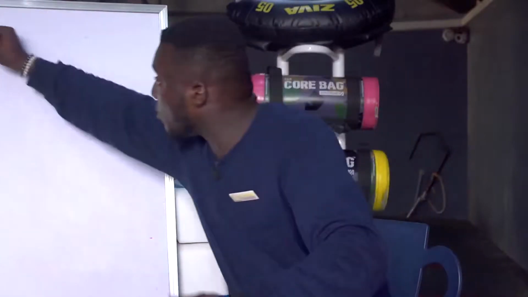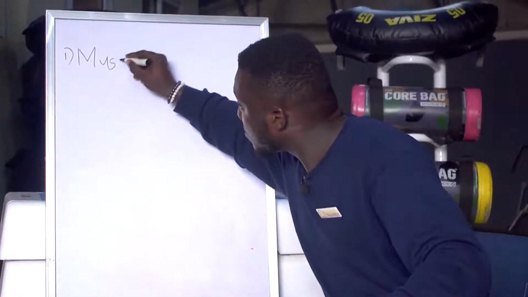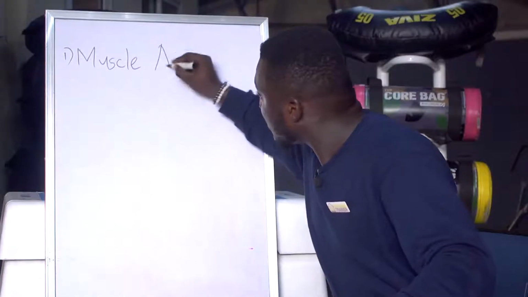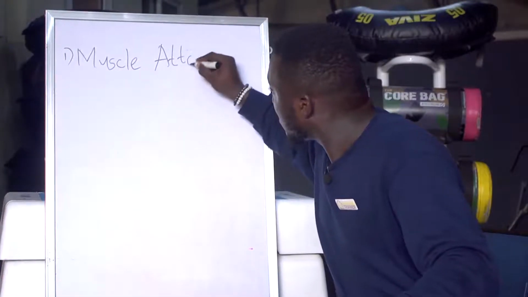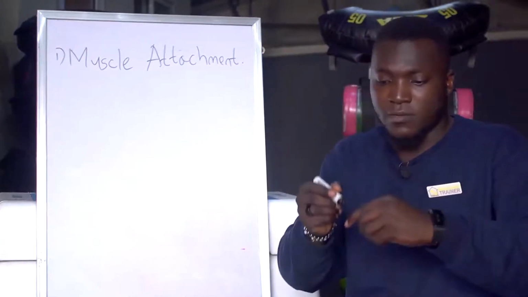The first one is muscle attachment. Basically, the muscles in our body are attached to our bones. What connects the muscles to the bone is the tendon, and we are going to talk about that later on in this module of basic human anatomy.